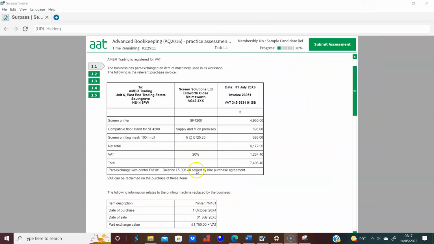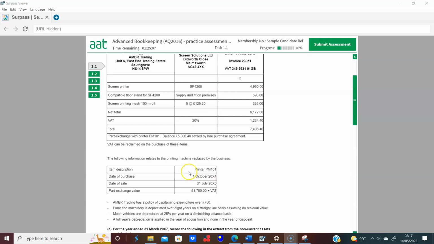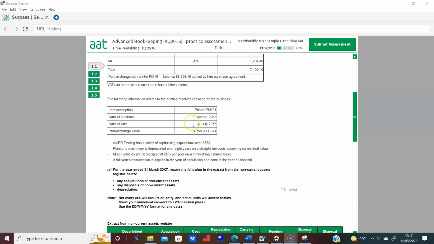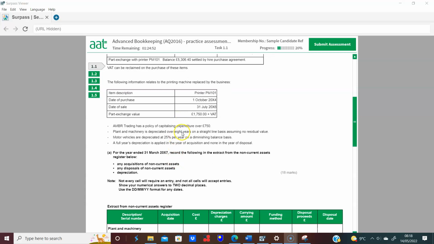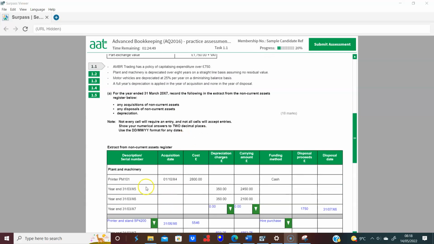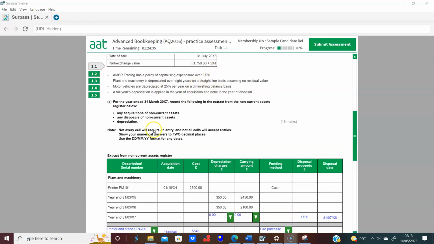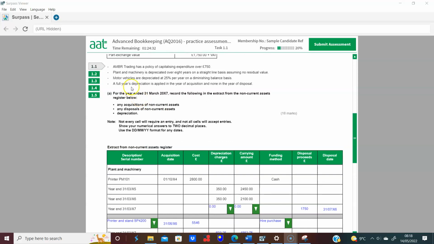So let's come back here. You have all of that, and then the question goes on to tell you that here is the printer in question, and they just want us to explain how we delist or derecognize this printer. And you have some depreciation policies here, so you should be happy with this. Let's start with the top, the plant and machinery, the printer that you've had. You can work out that you've had it for 2 years, and they're applying straight line depreciation over 8 years. The question tells you that a full year of depreciation is applied in the year of acquisition and none in the year of disposal.